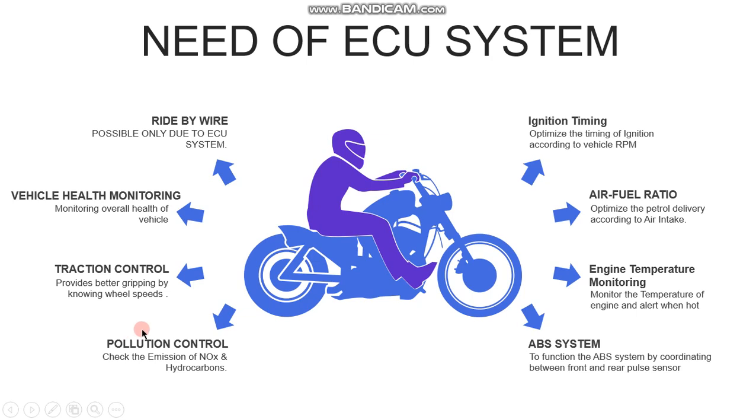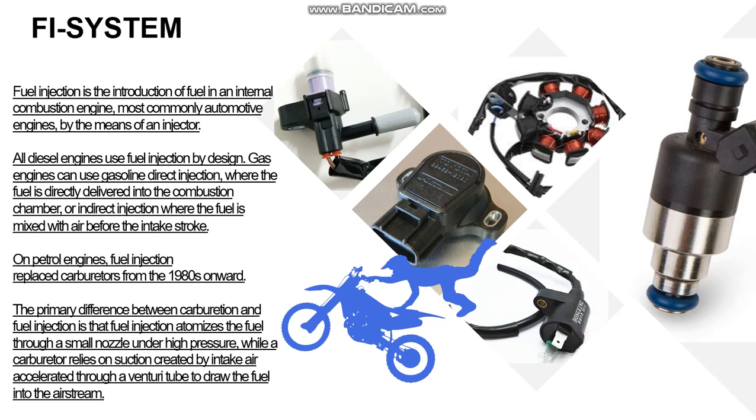So, this technology helps the throttle to be connected with a wire only. Now, the throttle will send the signal to the ECU and the ECU will control the fuel delivery. So, these are the needs of the ECU system. Now, we are going to see what the FI system is.